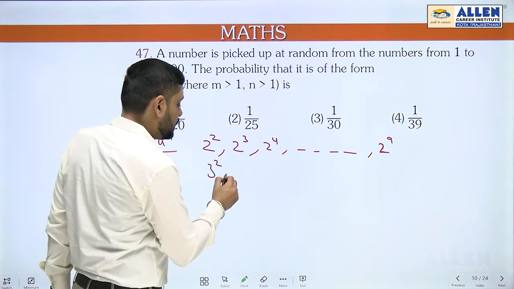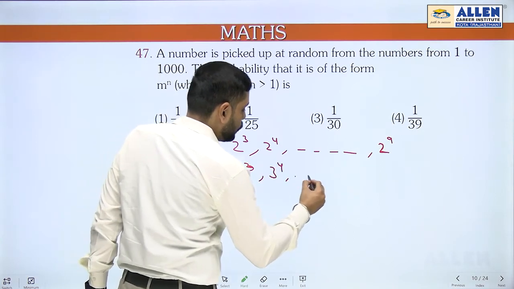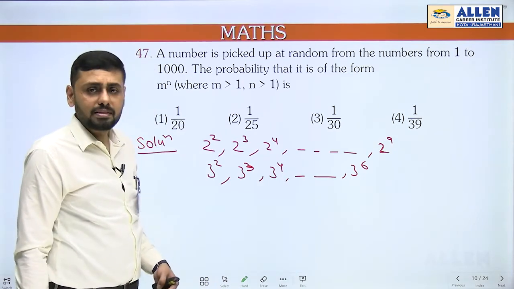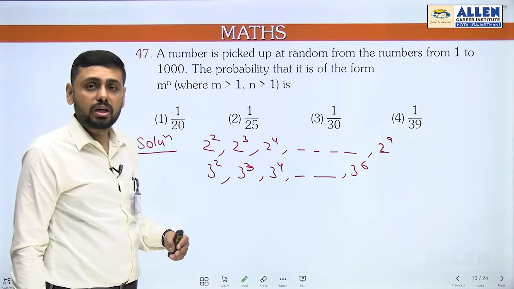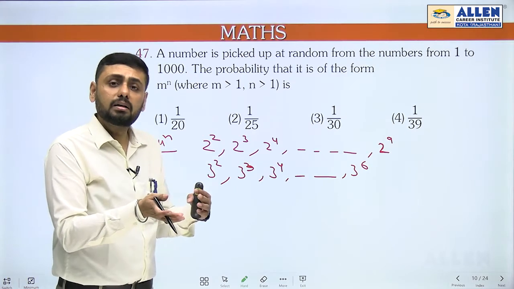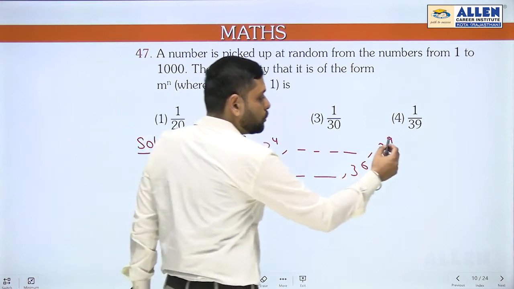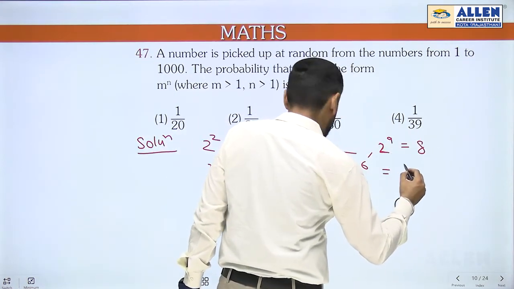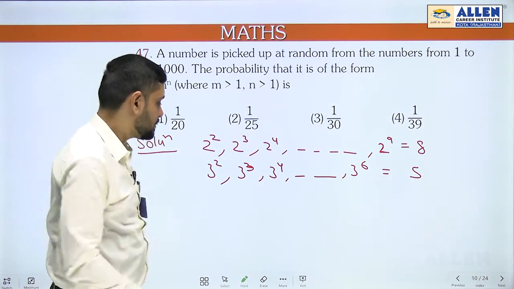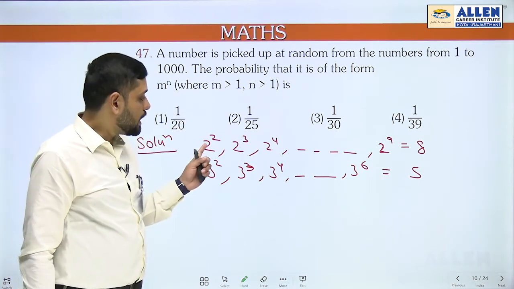Similarly, we'll take the terms of 3: 3 to the power 2, 3 to the power 3, 3 to the power 4, and in the same way up to 3 to the power 6. Why 3 to the power 6? We can check, because 3 to the power 6 is 729. We cannot take a number above that, because if we multiply it by 3, we'll get a number greater than 1000. So 2 to the power 2 up to 2 to the power 9 gives 8 numbers. Here, how many numbers are there? 5 numbers: 2, 3, 4, 5 and 6, right? Again, now we cannot take the series of 4, because 4 has already come in this part.